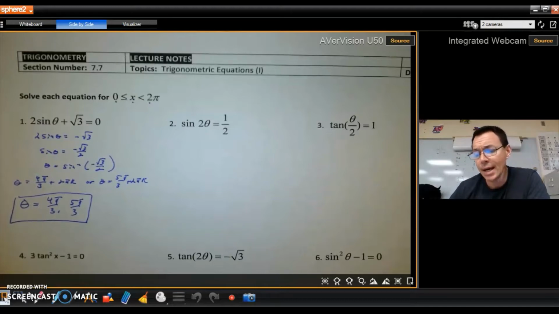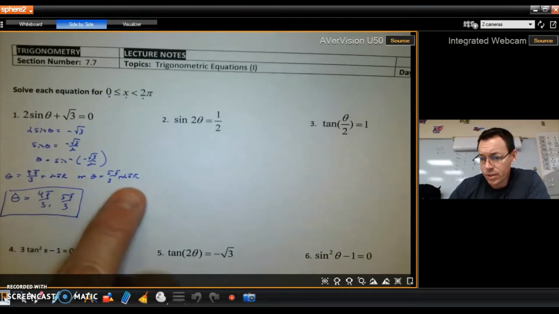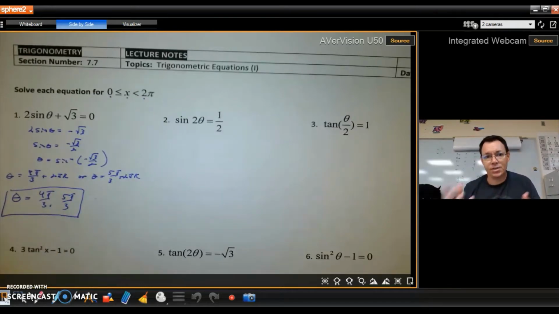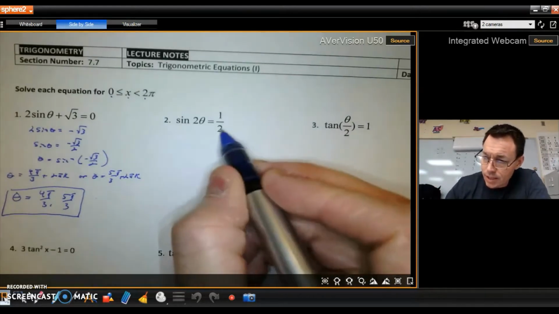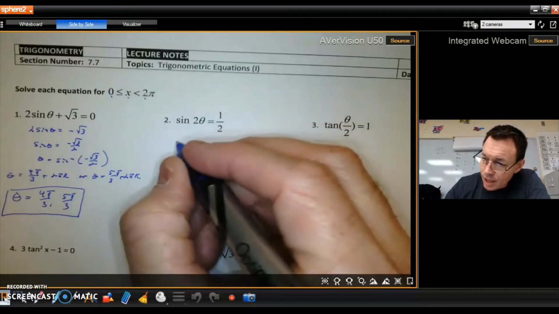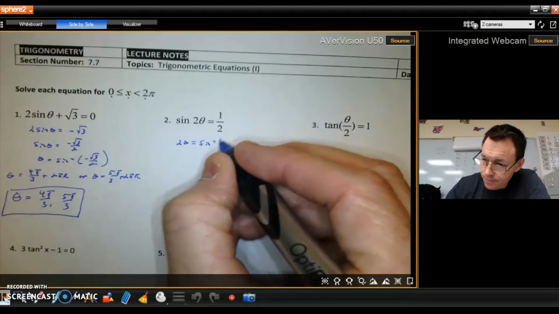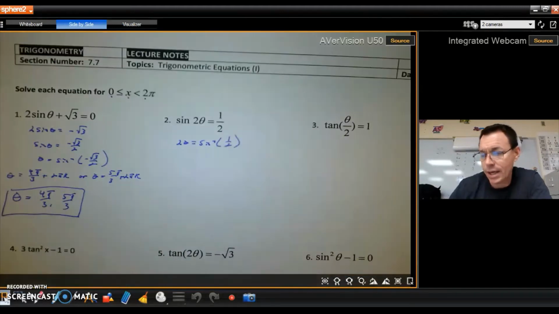Now, why did we even take the time to write this plus 2 pi k if adding that is going to give us something that's too big? Well, let me show you on the next example. So here's the next example. We're going to move the sine over. So 2 theta equals the inverse sine of positive 1/2.